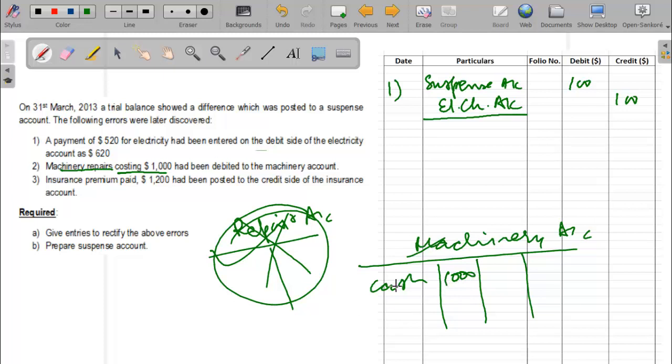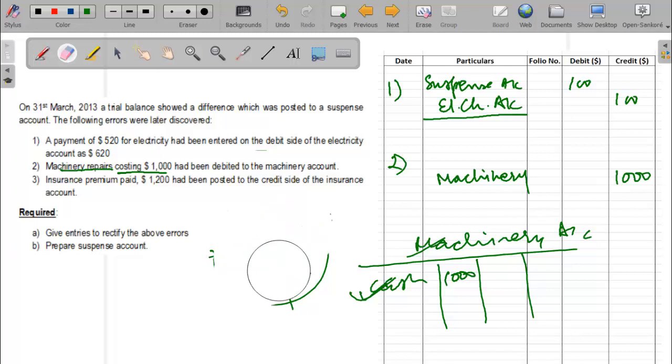So to rectify this, what do we have to do? Machinery account was unnecessarily debited by mistake. To rectify this, I will credit the machinery account, because it was unnecessarily debited. And which account was not debited? Repairs account. Repairs account was omitted to be debited. So now I will debit the repair account with $1,000.